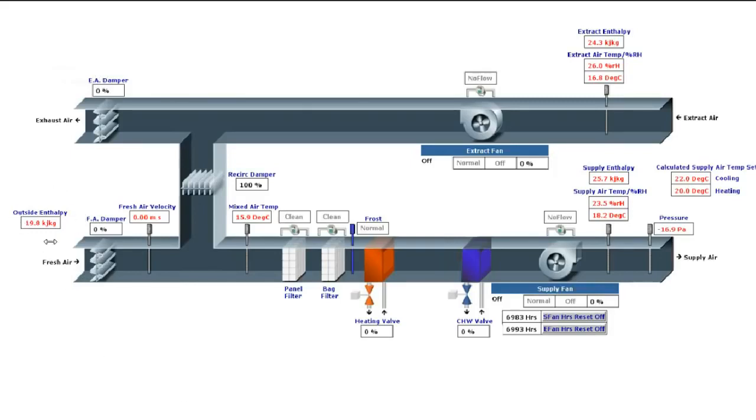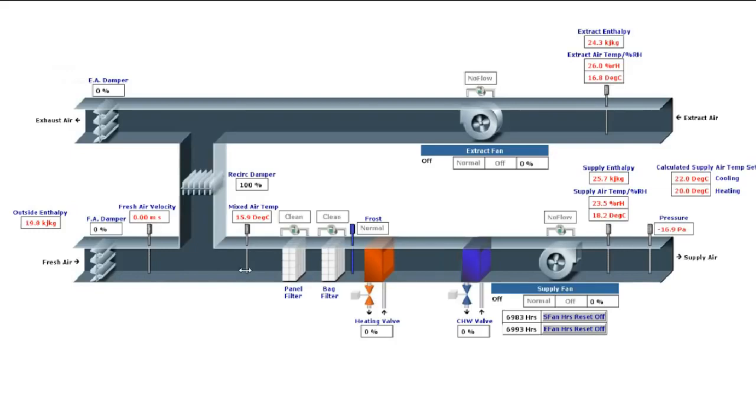We've got a measurement here for the outside enthalpy. We've also got the mixed air temperature here, the fresh air velocity coming in. So you can measure how many, here it is, meters per second are coming in. If you know the size of the ductwork, then you can obviously calculate the volume flow rate coming in.